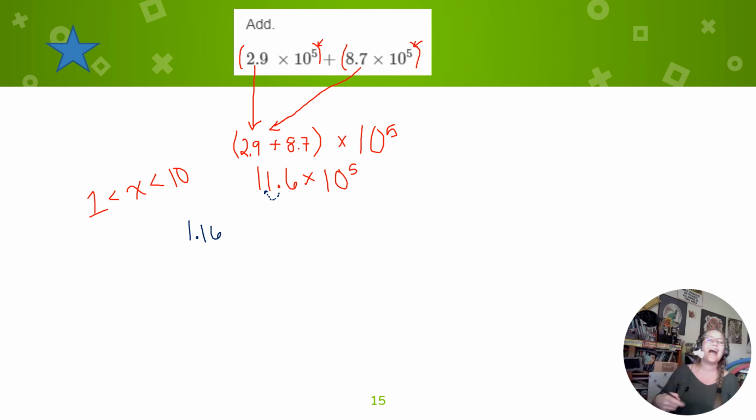So, how did we get there? How do we get from 11.6 to 1.16? What did we pull out of that? We pulled out a whole 10, right? Because if I take this 11.6 and I divide it by 10, I will end up with that. Well, what is 10 but 10 to the 1st power?